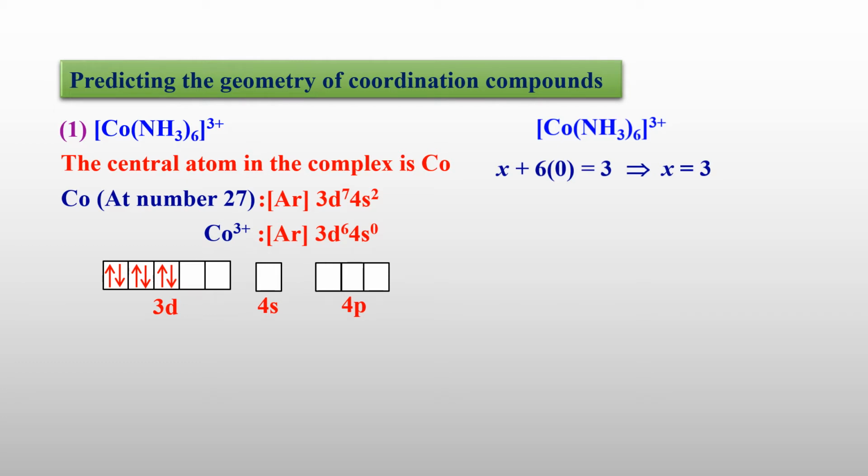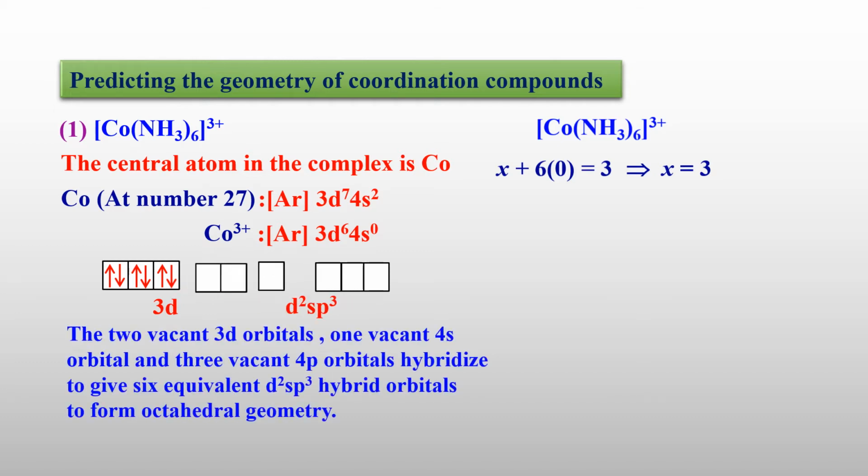Now the empty orbitals start from 3d. So in 3d, 2 orbitals are there, the 4s orbital is there, and 4p has 3 orbitals. Now there are 6 ligands. One ligand can donate 2 electrons, meaning one pair of electrons, so 6 ligands means 6 pairs of electrons. 6 pairs of electrons means a total of 12 electrons.